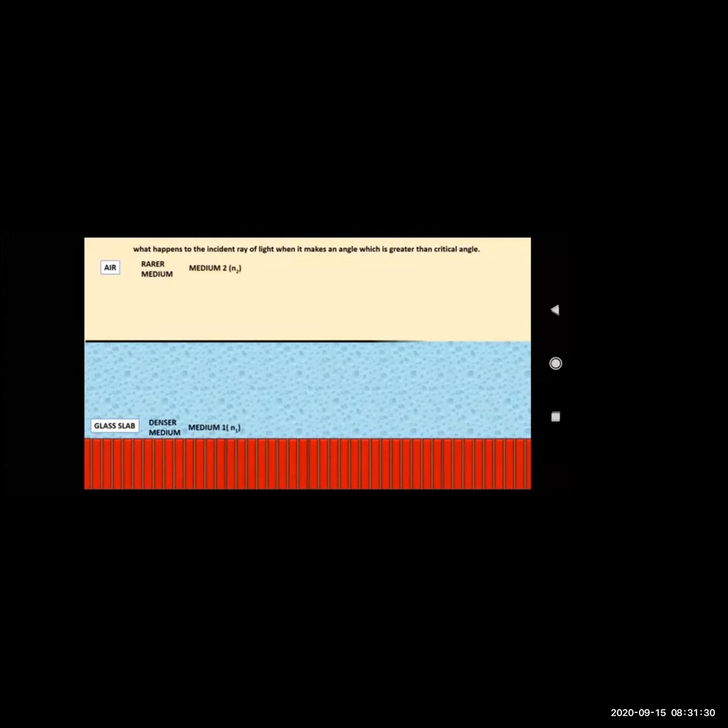We consider two mediums. Everything is written there. The denser medium is a glass slab, and the rarer medium is the air medium. The refractive index of the denser medium is N1, and the refractive index of the rarer medium is N2. So two mediums are considered.